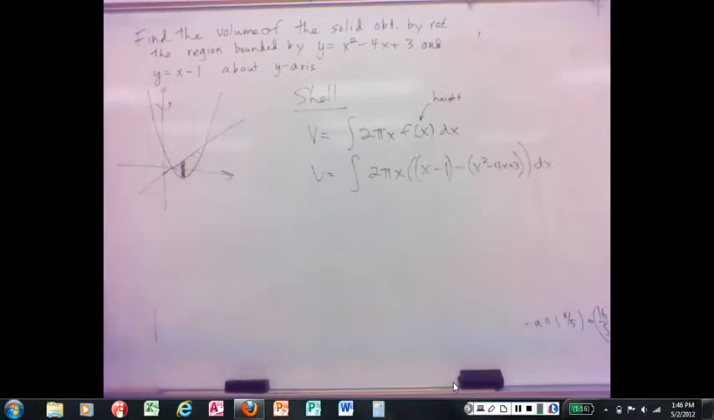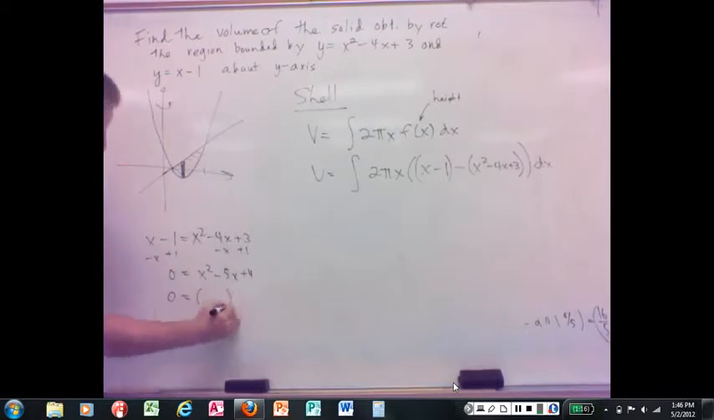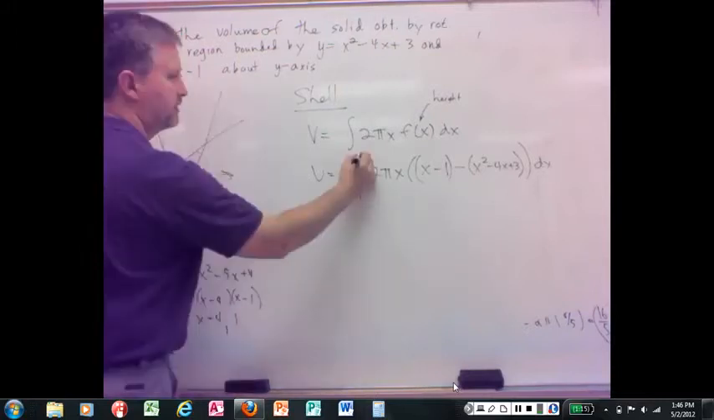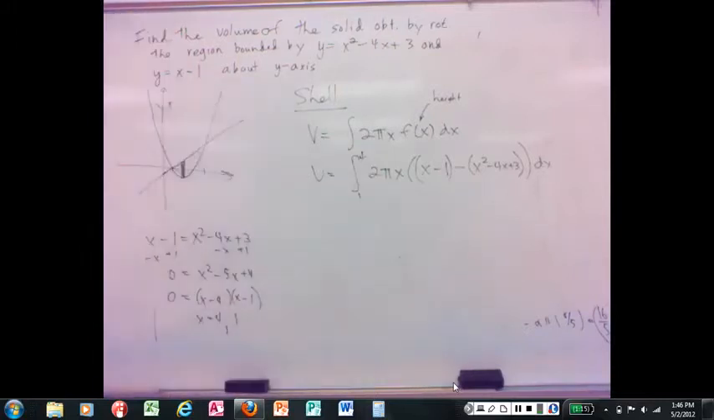Now I want to go from, of course, the intersection points, set them equal, subtract the x and add the 1. So that would be x squared minus 5x plus 4. So yeah, that is going to work out nicely, isn't it? 4 and 1. Yeah, 4 and 1. So I want to go from 1 to 4.